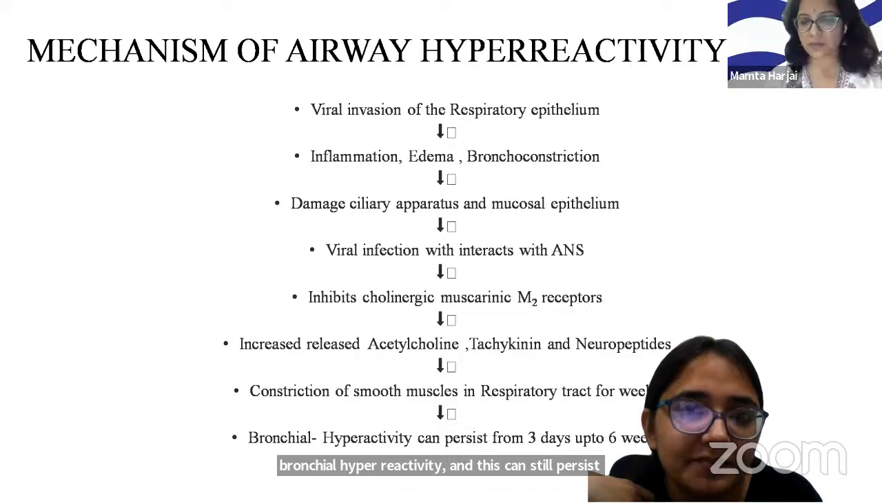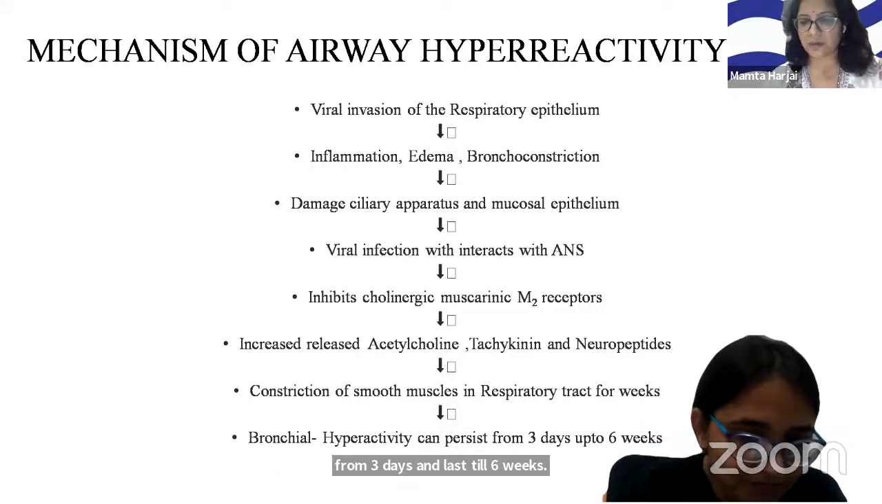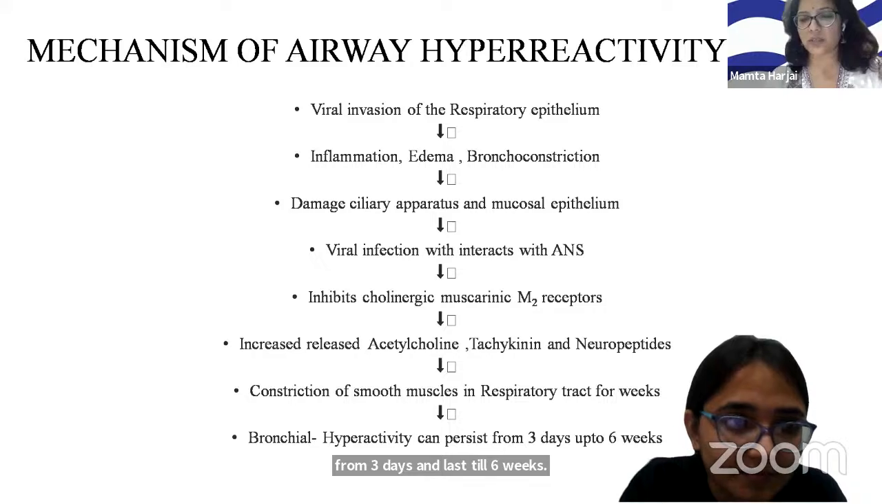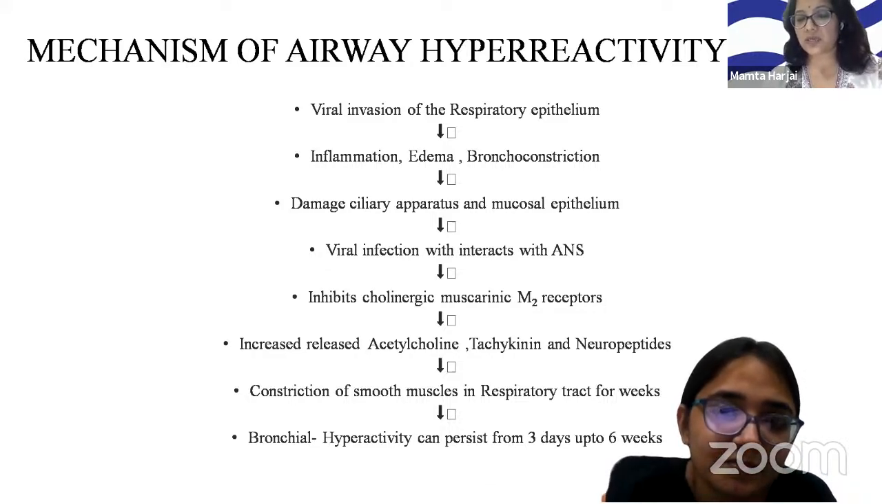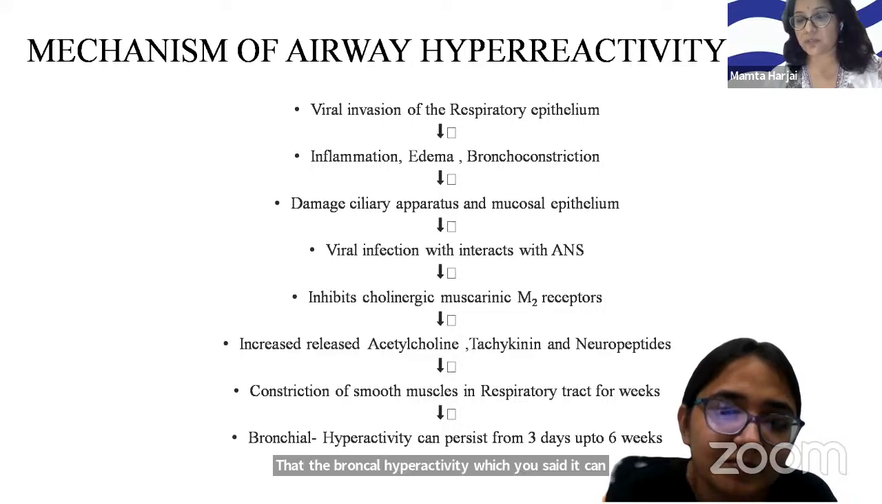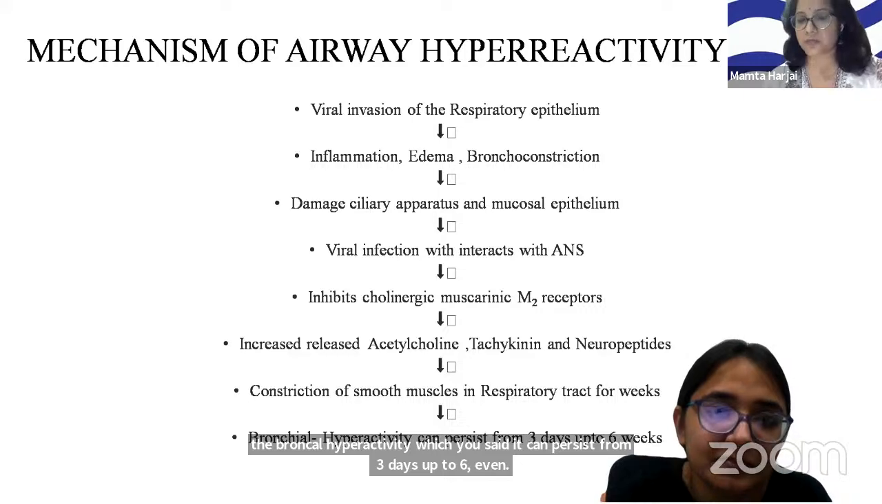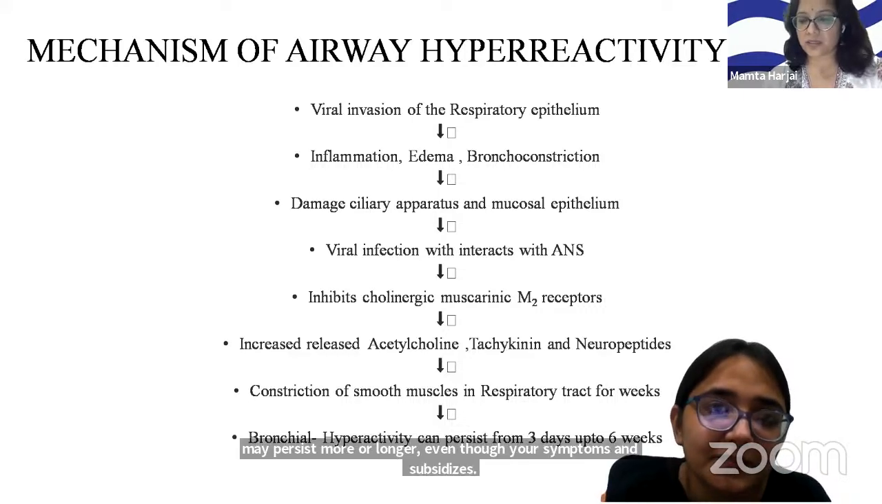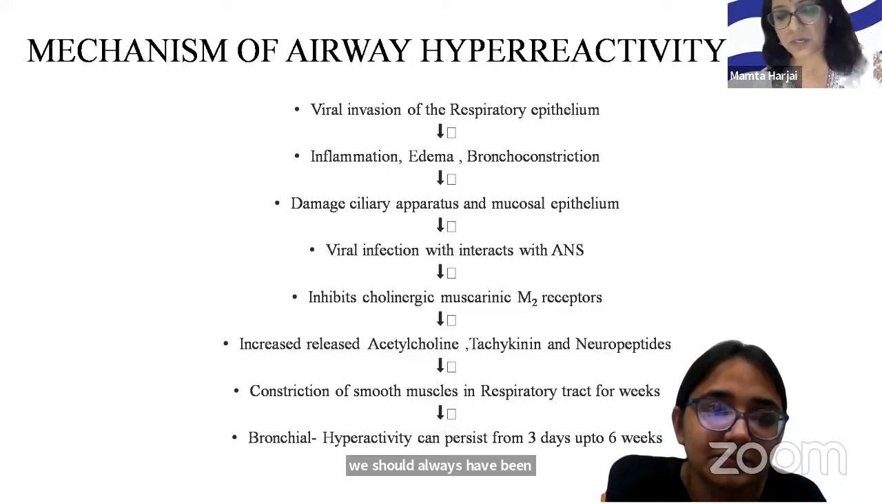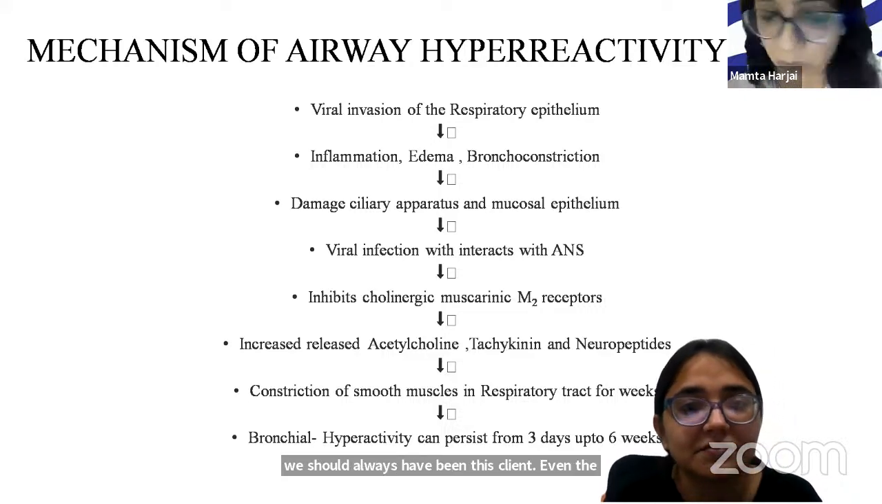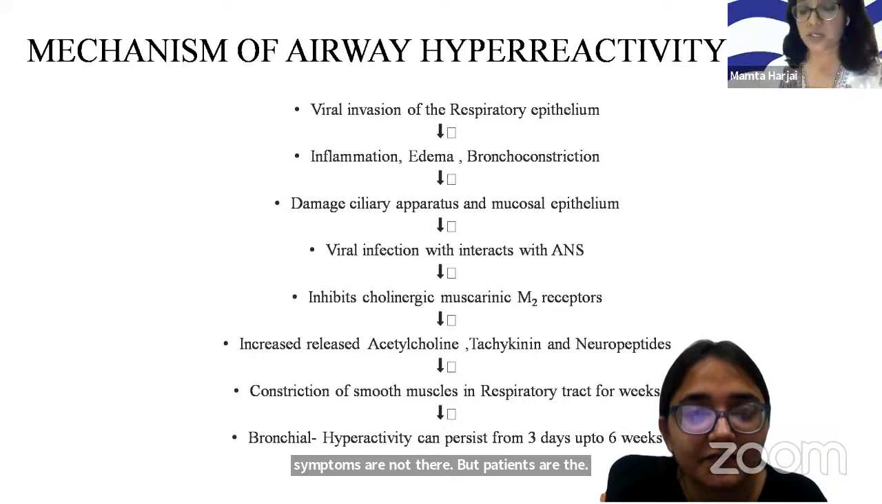Okay, so basically, a lot of chemical mediator release is happening here, which can cause bronchoconstriction. One thing to be remembered here is that the bronchial hyperreactivity, which you said, can persist from 3 days up to 6 weeks. It may even persist longer, even if your symptoms have subsided. So we should always keep in mind that even if the symptoms are not there, these pediatric patients are more prone to bronchial hyperreactivity, especially when airway manipulation has to be done.